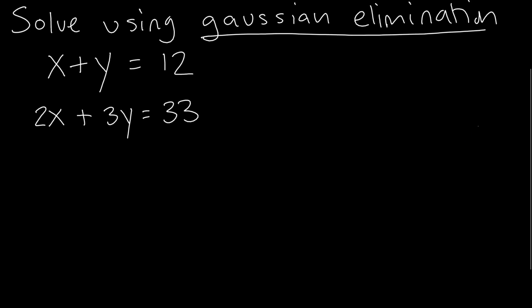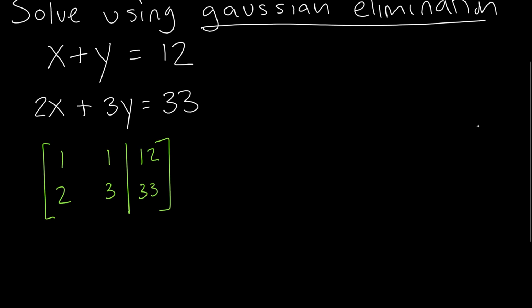Okay, so first thing we need to do to solve using Gaussian elimination is to put this system into a matrix. How do I do that? Big bracket. Big bracket, okay. 1. Good. Then. Good. Then. And. Perfect. There is our matrix.